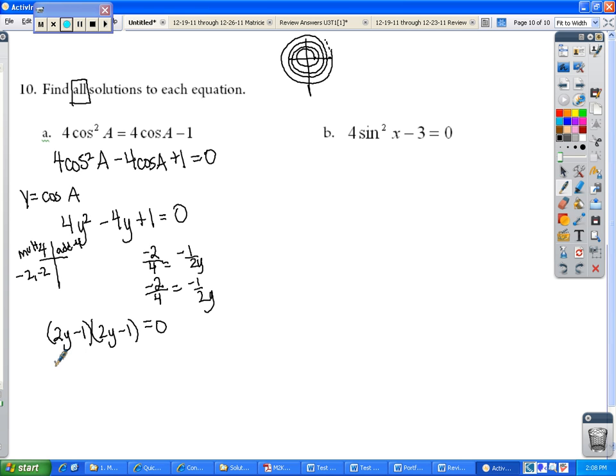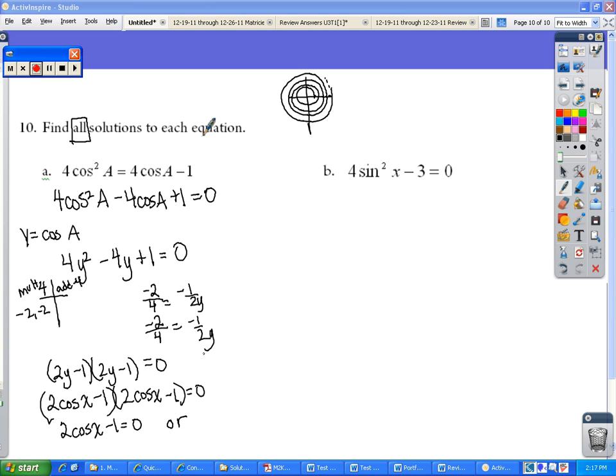So now I'm just going to say 2 times cosine of x minus 1 times 2 cosine of x minus 1 equals 0. Now since this times this equals 0, I know that 2 cosine of x minus 1 equals 0, or you can say that 2 cosine of x minus 1 equals 0. Now notice they're the same equation. So if I solve one, I am going to essentially solve the entire thing. So when I simplify this, I'm going to get that cosine of x equals 1/2.